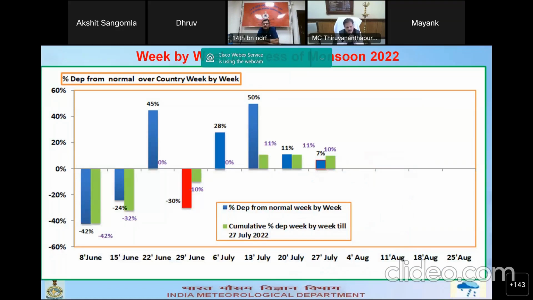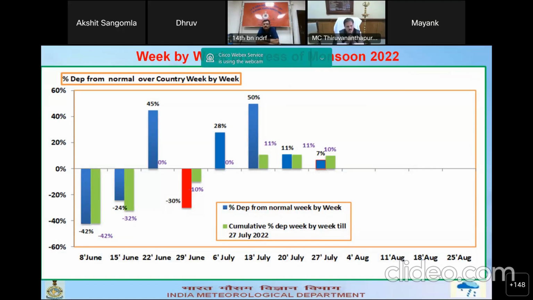Now, week by week, if I just look at this diagram, the blue bars indicate the weekly performance of the monsoon, and the green indicates the cumulative. When I go to week 2, that is 15 June, it is the cumulative of the past 2 weeks, that is week ending 8 June and week ending 15 June. That is the cumulative rainfall, in green, and the blue one is the rainfall during that week itself.